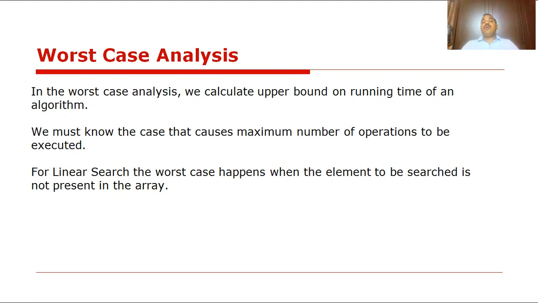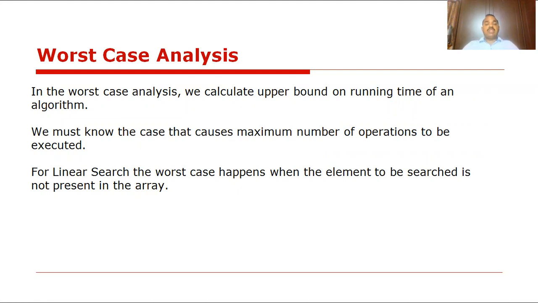Number of repetitions, number of loops. So the maximum number of loops, that calculation is called worst case analysis. Then the next one is for linear search: the worst case happens when the element to be searched is not present in the array. For example, I want to call your CR, but he is not in the class. I want to search from the beginning, number 1, to the last number, but he is not available.